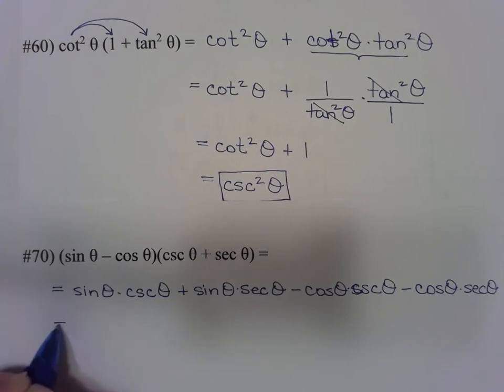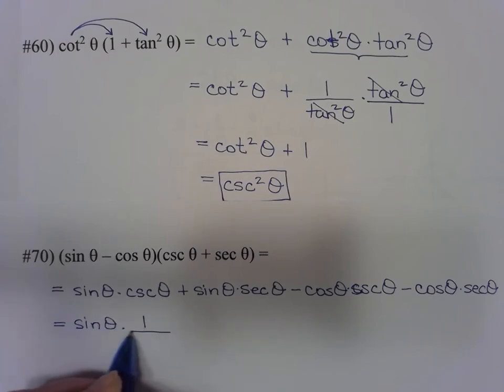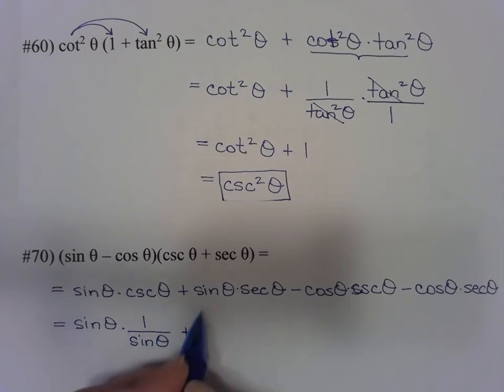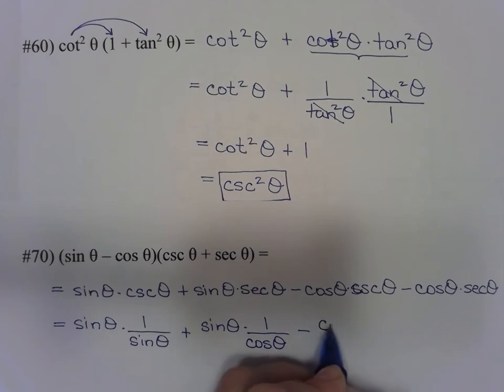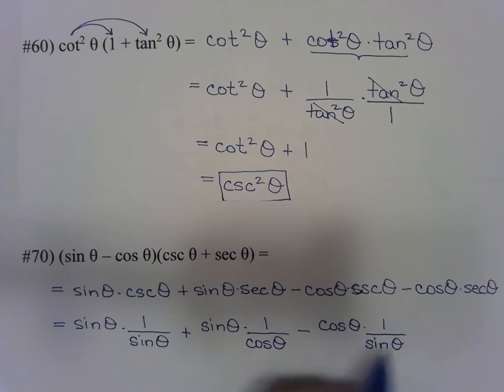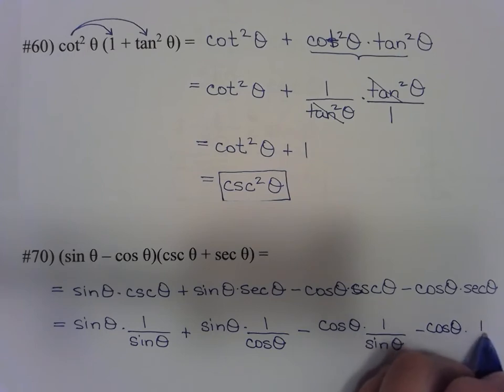Okay, now let's go ahead and use sines and cosines just so it's really clear. So we'll have the sine of theta. The cosecant is 1 over the sine of theta. We'll have the sine of theta times the secant, which is 1 over the cosine. Then we'll have the cosine times the cosecant, which is 1 over the sine, minus cosine times 1 over cosine.